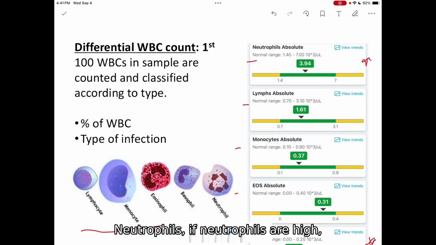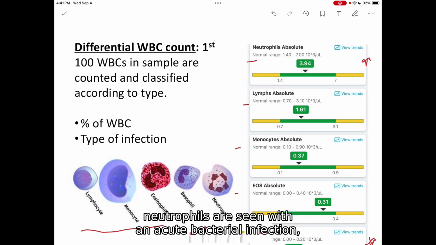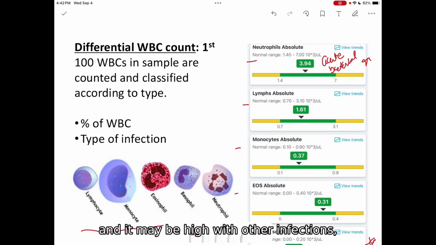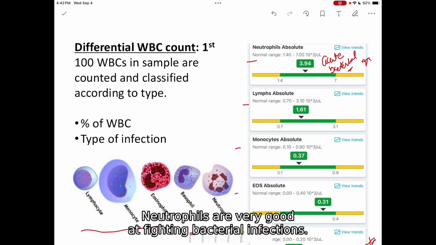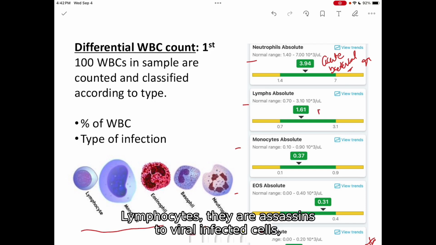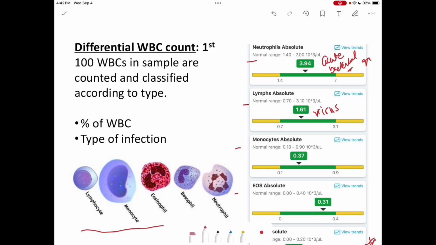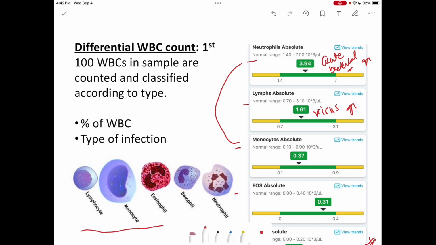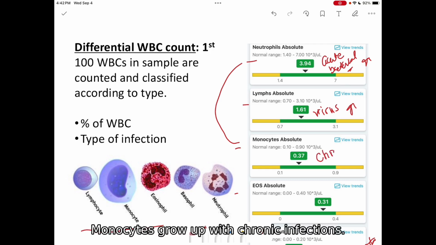Neutrophils, if neutrophils are high, they are seen with an acute bacterial infection. And it may be high with other infections, but we're keeping it general. Neutrophils are very good at fighting bacterial infections. Lymphocytes, they are assassins to viral infected cells, so you often see those go up with a viral infection. Monocytes and neutrophils are big eaters. Monocytes go up with chronic infections.